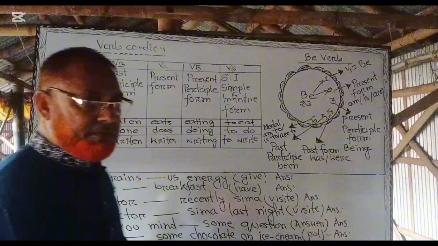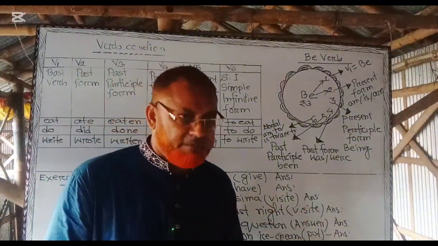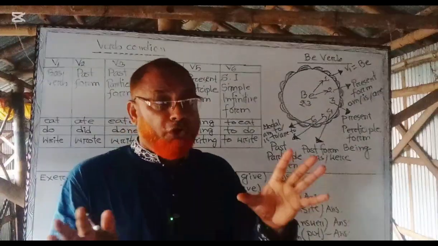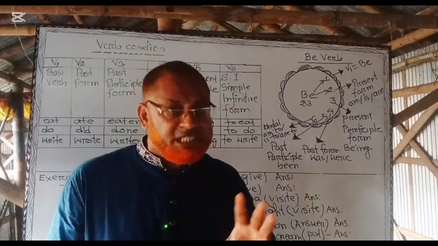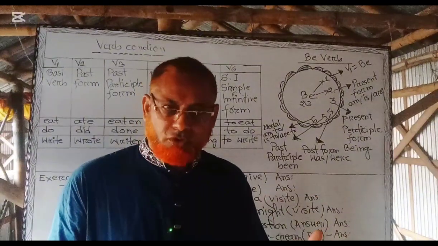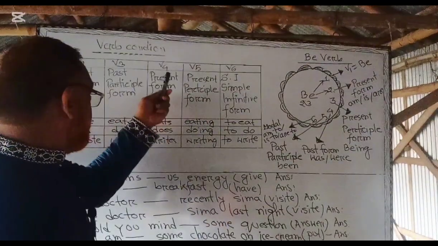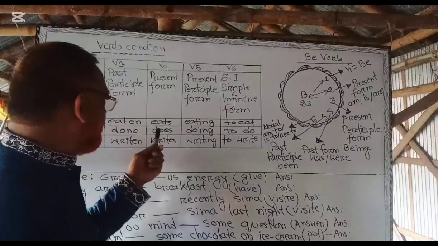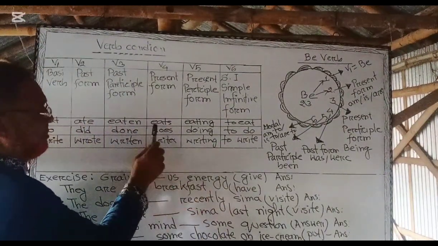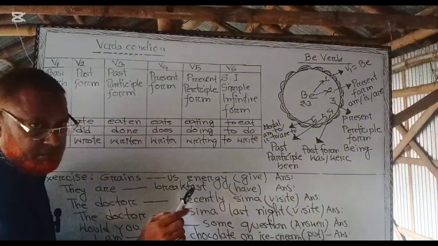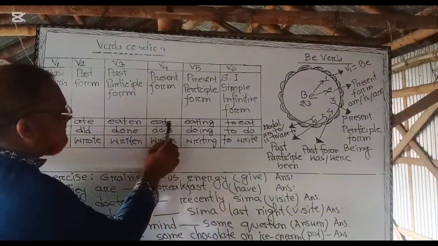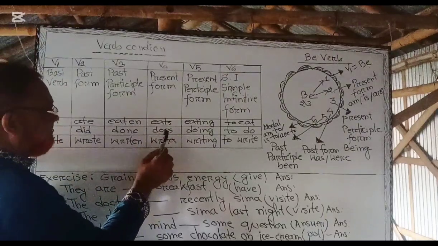Look at the board. Verb 4 is the present form. Its name is present verb, right? When we can call this verb 4: when s is added with the basic verb, the principal verb, that verb turns into verb 4, the present form. Look at this board. This verb 4 is a present form. For example, eats, does, writes. Eat is a main verb. Then we add s, and that verb is verb 4, present form.